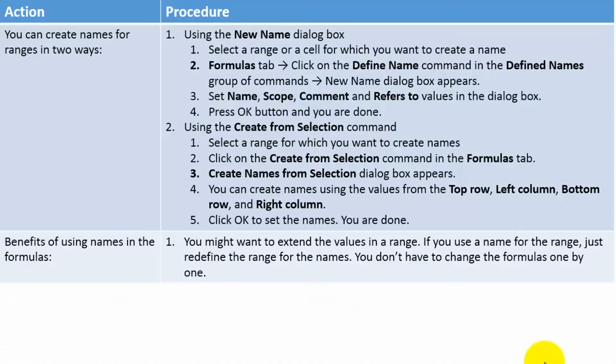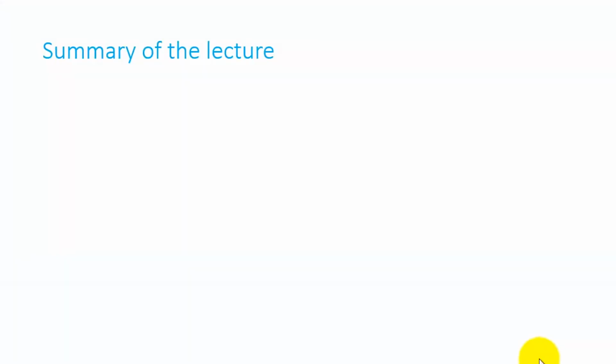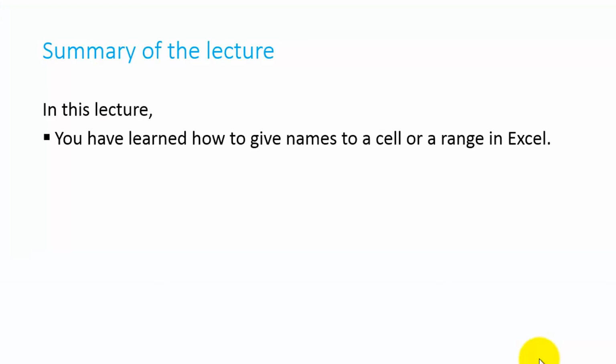These are the key takeaways from this lecture. You will get a downloadable copy of it with the exercise files and also in the lecture resources window. This summary will help you to grasp the overall discussion of the video, print it or use it in your own way. Summary of the lecture. In this lecture, you have learned how to give names to a cell or a range in Excel.